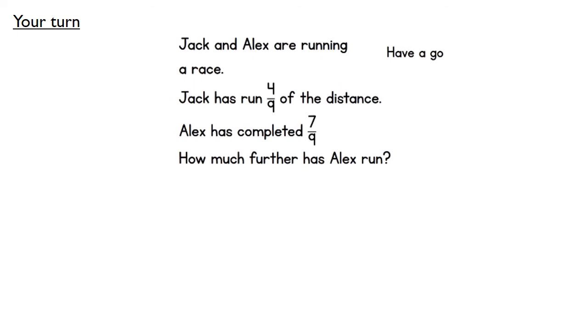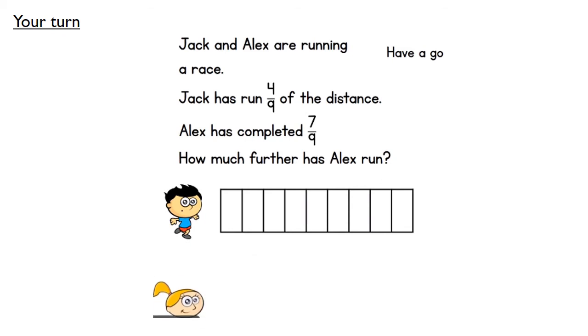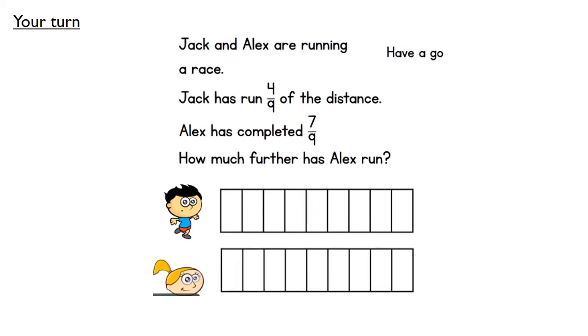Okay, so what we need to do is we have Jack and Alex. Those are their 9ths, so you have all the 9ths here. So this is a bar model of 9ths, and this is a bar model of 9ths. Now, Jack has run 4/9. Alex has run 7/9. So we need to work out how much further Alex has run than Jack.